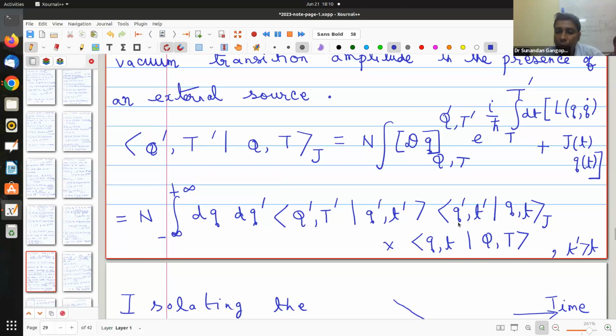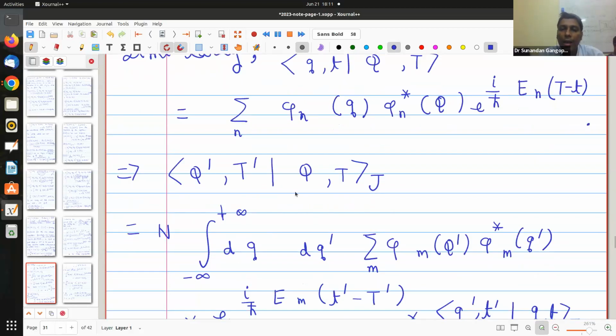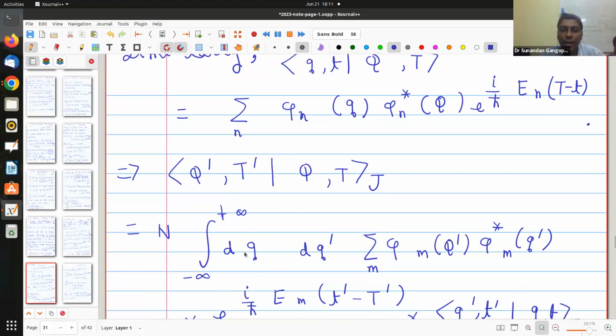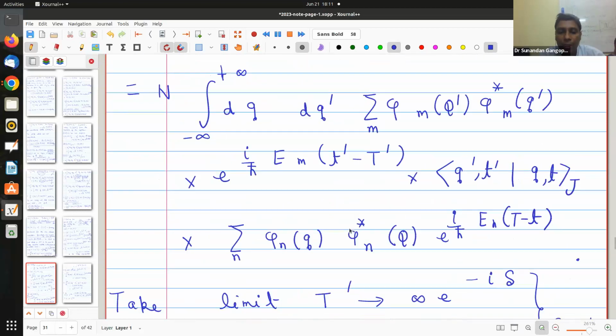If you carry out the same exercise for this object, you can straight away write down the expression, and the expression will be this. Now you just plug these expressions into the above expression, and the result for this overlap of qt with q prime t prime in the presence of the external source j will be this. This is the big expression that you will get. We have now computed the overlap of qt with q prime t prime in the presence of the external source j.